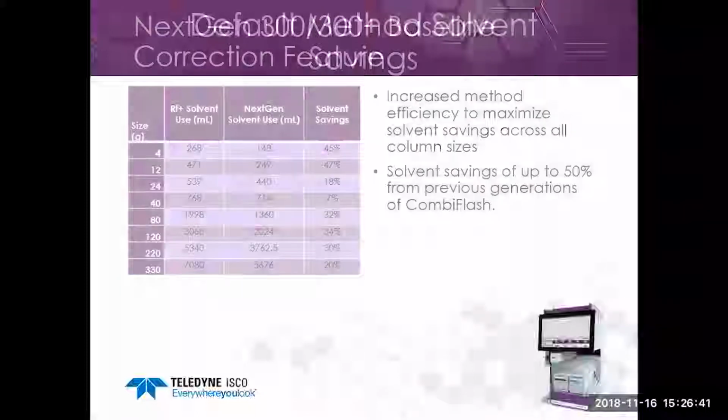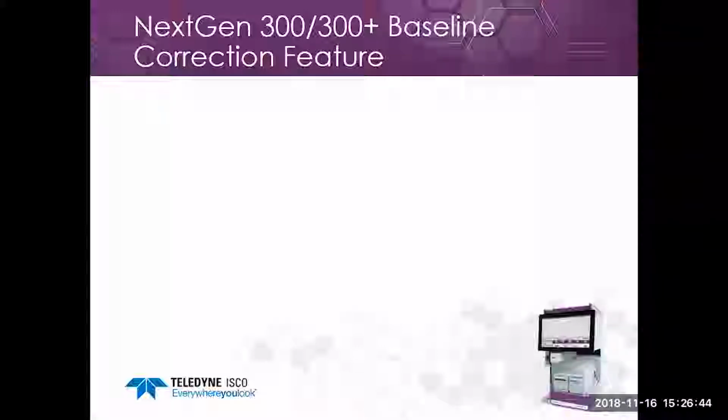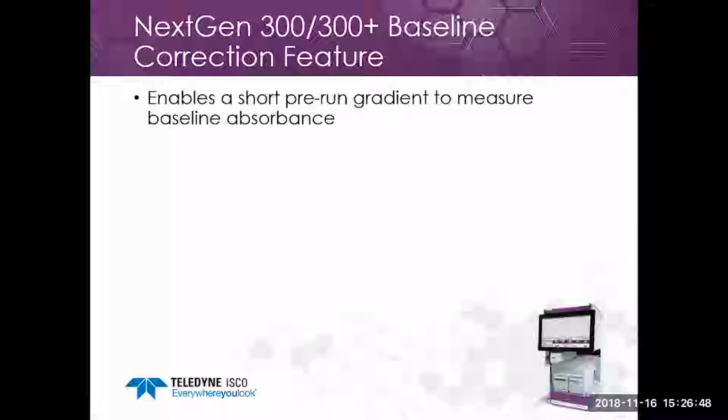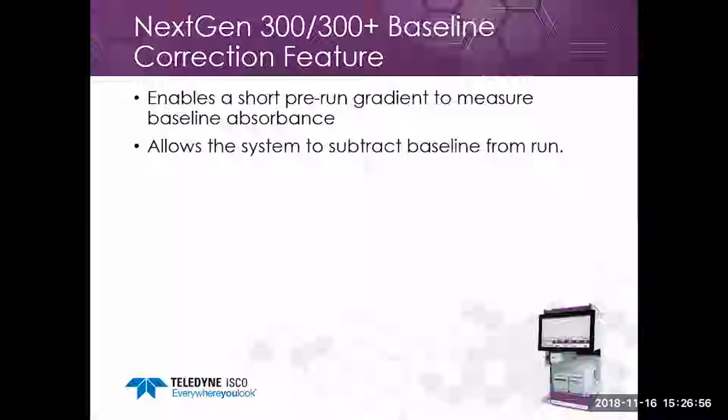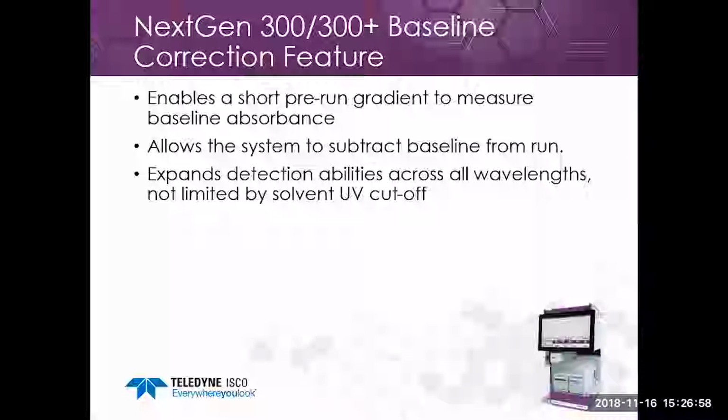So a new feature on the NextGen systems is the baseline correction feature. This is on the NextGen 300, 300 plus. Basically what it does is it enables a short pre-run gradient to measure baseline absorbance. And this allows the system to go ahead and subtract the baseline from the run. Essentially what this does is it expands the detection ability across all the wavelengths of the detector, and you're not limited by solvent UV cutoff now. And we'll show some examples of that.